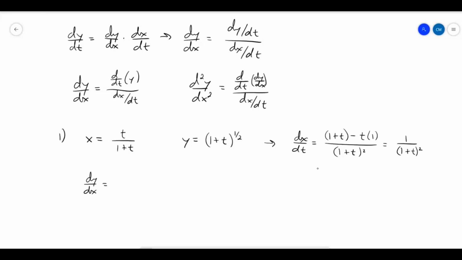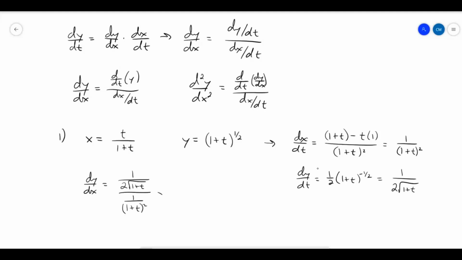Okay, and then the derivative dy/dt, the other one that we need, just 1/2 (1 plus t) to the minus 1/2. And the chain rule here is just going to be a 1 there, so it's just 1 over 2 times the square root of 1 plus t. Okay, so putting those together, dy/dx then must be dy/dt, so that's this 1 over 2 square root 1 plus t, over dx/dt, 1 over 1 plus t squared.